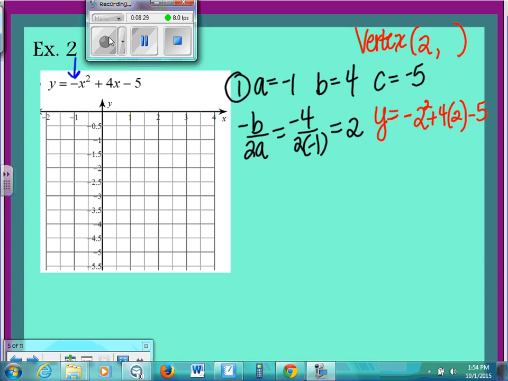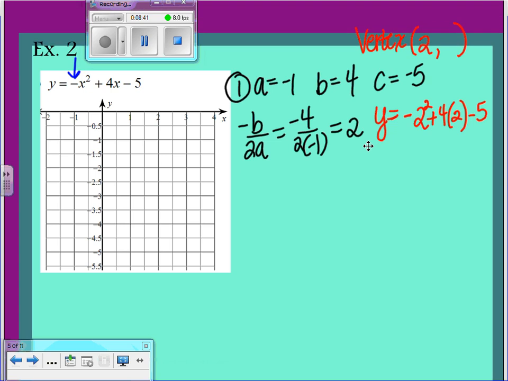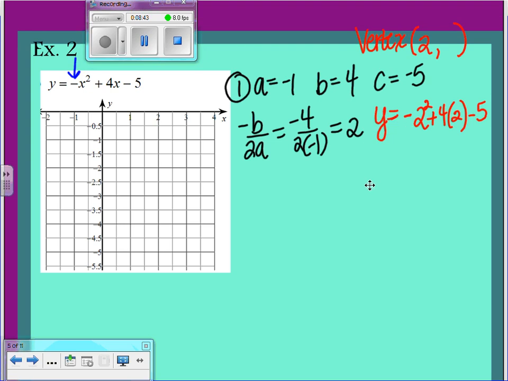Again, please pay close attention to the fact that there's a negative a value here. So when I replace that 2 in here, I have to do 2 squared first, then add on the negative. So it's really y is equal to, again, 2 squared is 4, and then I keep the negative, so it's negative 4 plus 8 subtract 5. So negative 4 plus 8 gives me a positive 4, and then 4 subtract 5 gives me a negative 1.